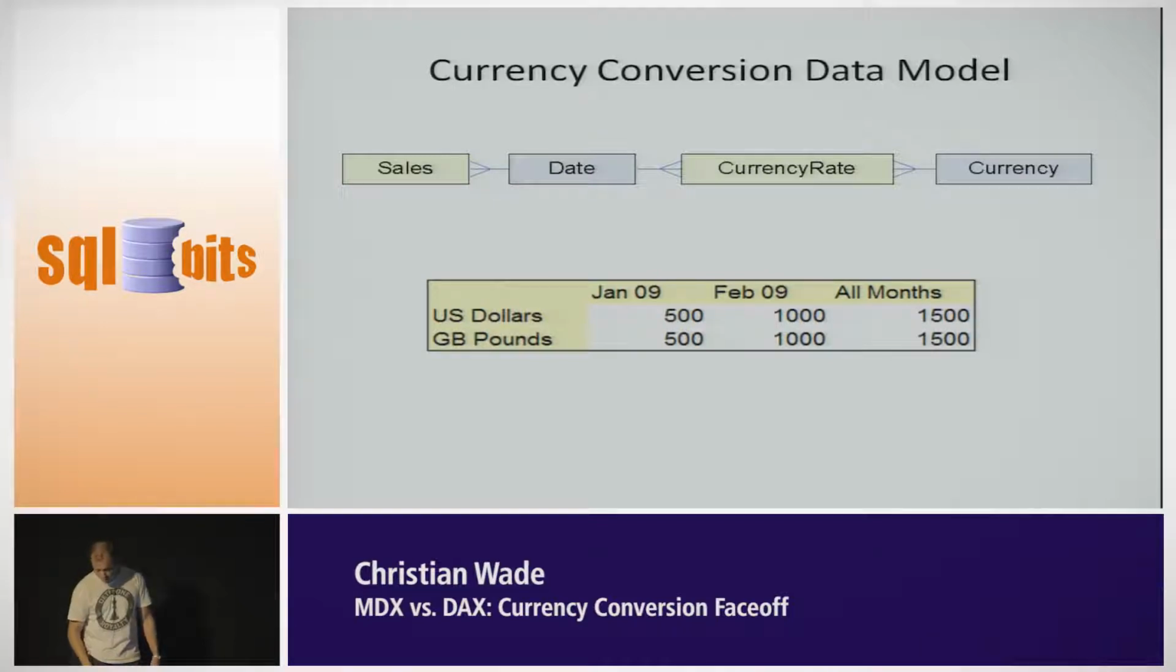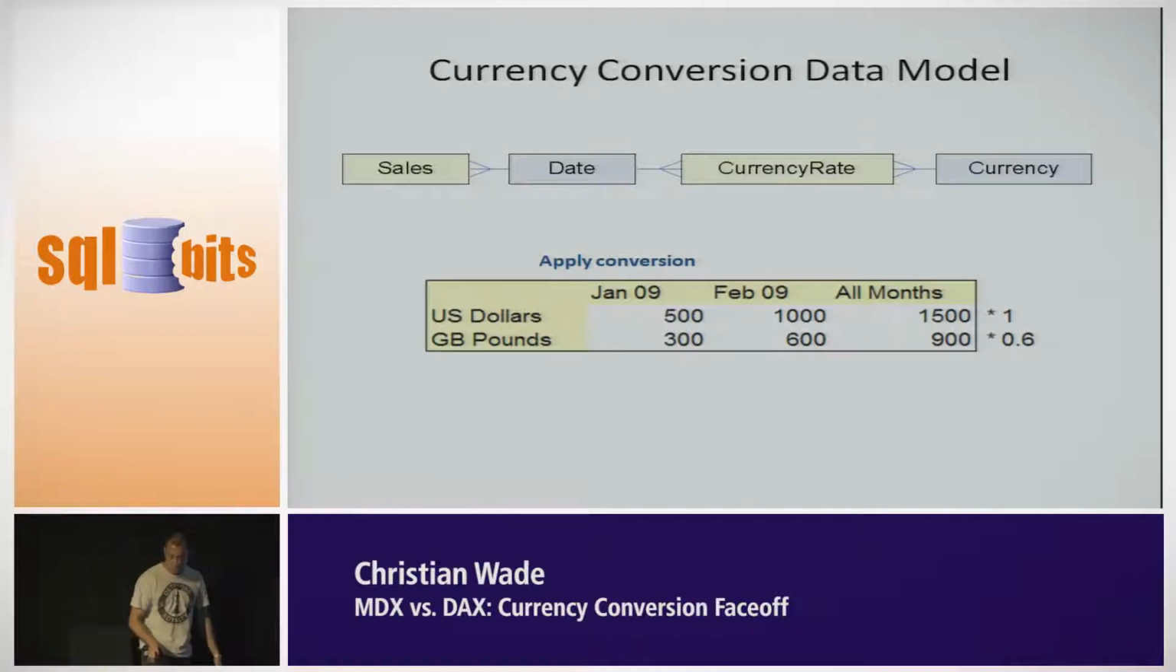Having set that up, we then want to apply the conversion, which we get from the currency rate table. And one thing that's not illustrated by this little table here is that we want to apply it at the leaf level, at the lowest level of granularity.